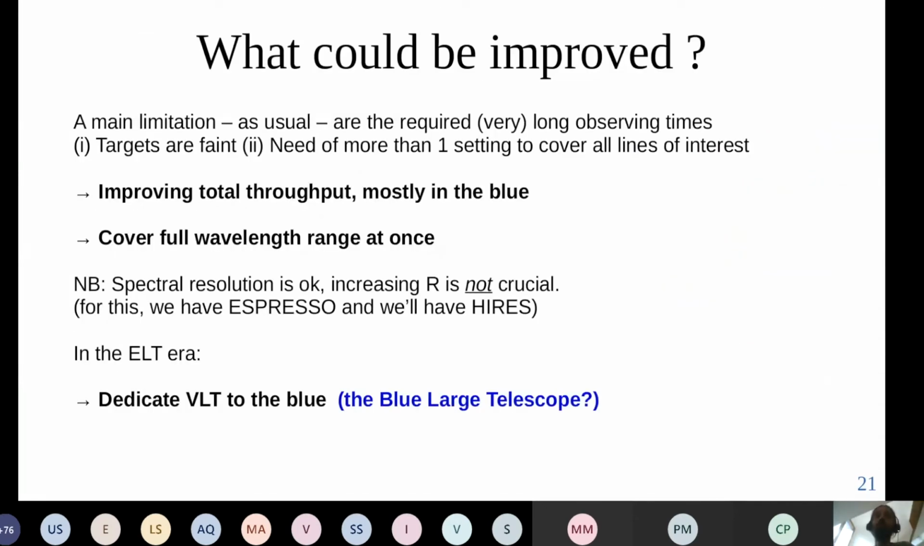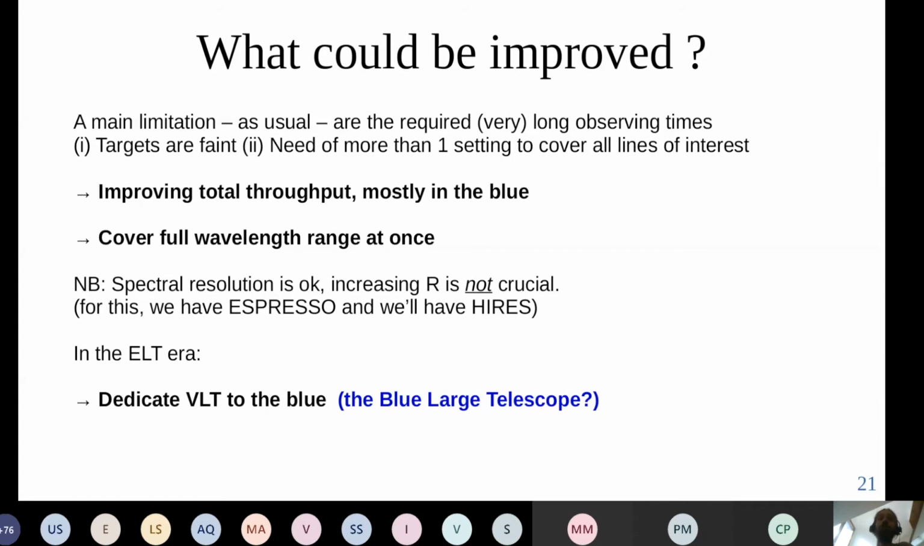So to me, what could be improved? The main limitation for us to use UVES is, as usual, a very long observing time. For some spectra, we have to expose 10, 15, 20 hours now. So targets are really faint. And the other problem is that we need more than one setting to cover all the lines of interest. If you want to really understand very finely the physical conditions and subtle effects, we need to cover all the lines, not only the H2, but also C1 and CO and metal lines, fine structure, all this.